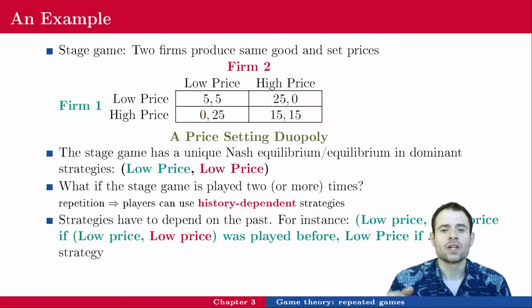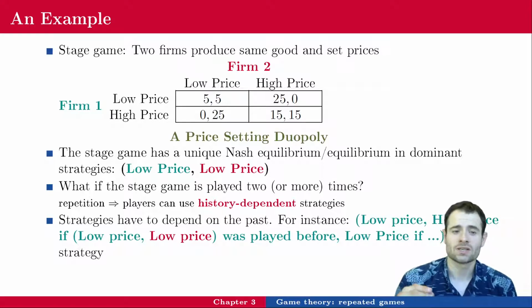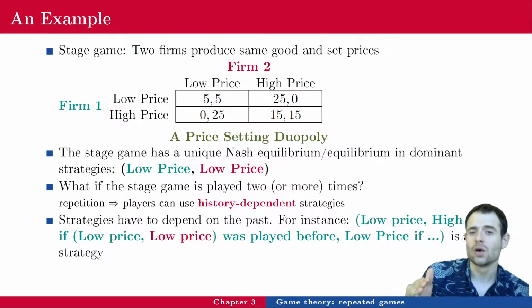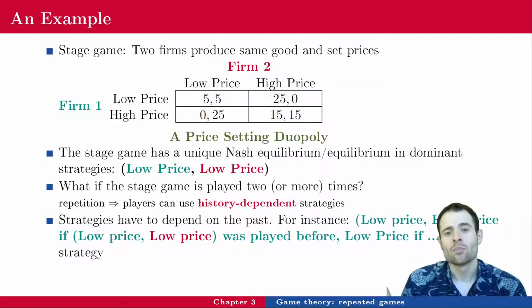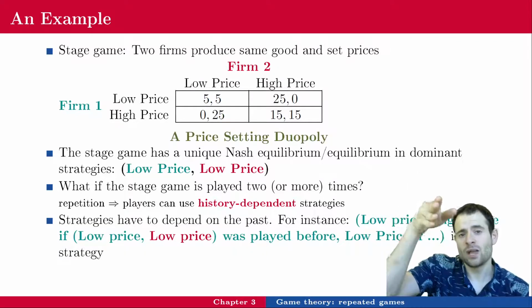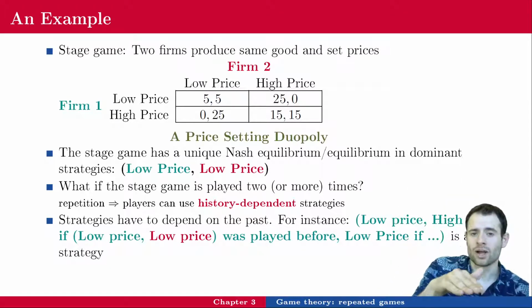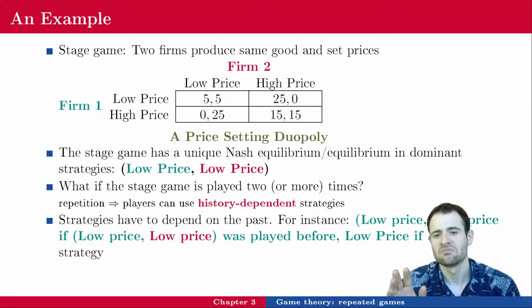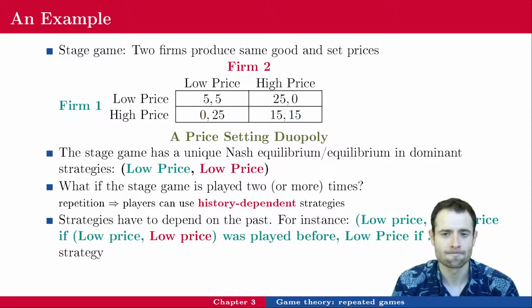Of course, a strategy that says low price regardless is also a strategy because it lists what is going to be played in each possible history. If this is played, low price. If this is played, low price. If that is played, low price as well. Low price regardless.